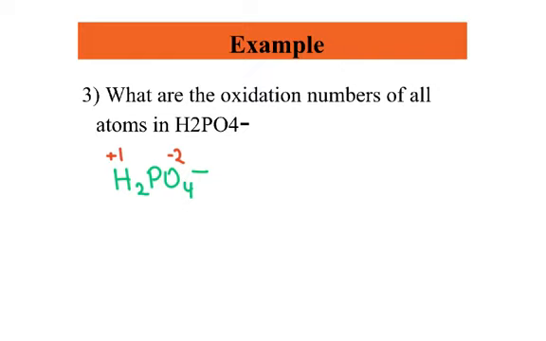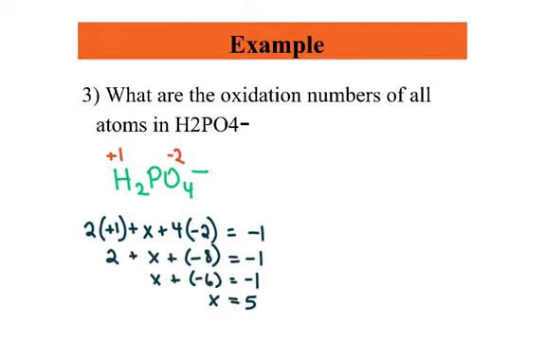So that means phosphorus is unknown, but that's okay. We'll set up a little equation here. So we have 2 of the hydrogens, they're +1 each, plus phosphorus, which we don't know, so that will be our X, plus 4 of the oxygens, they're worth -2 each, and the whole thing has to equal -1. So again, let's do the math, solve for X. So working out our X, we should get a +5, which we will write above the phosphorus.